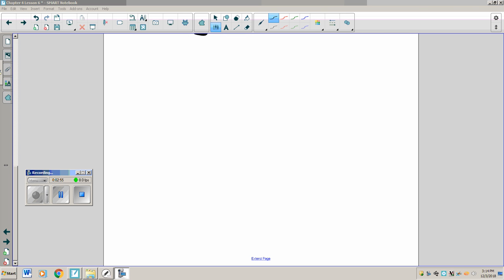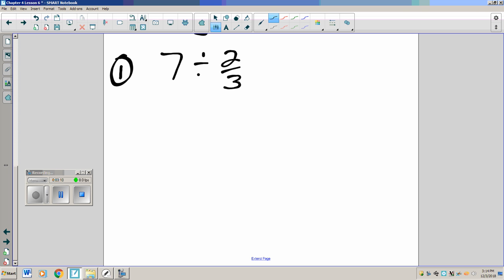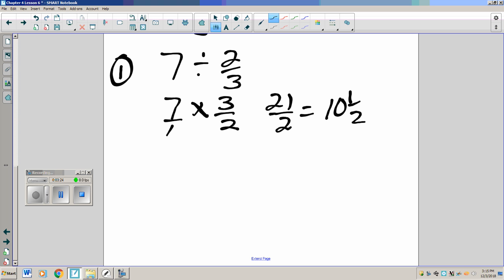In the next 3 lessons, you're going to find out these kinds of problems. You'll have whole numbers divided by fractions. 7 divided by 2/3. We're going to do 6 examples of the different kinds of problems. Keep, change, flip, put the 1 there. 7 times 3/2 would be 21/2, which is 10 and 1/2.